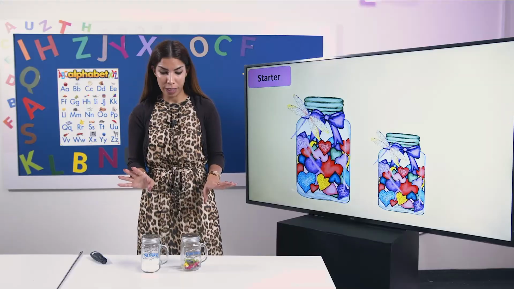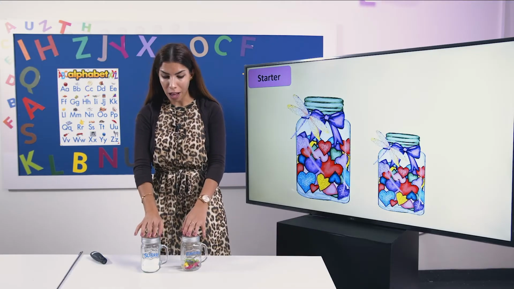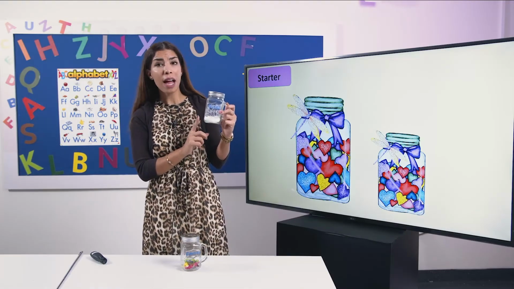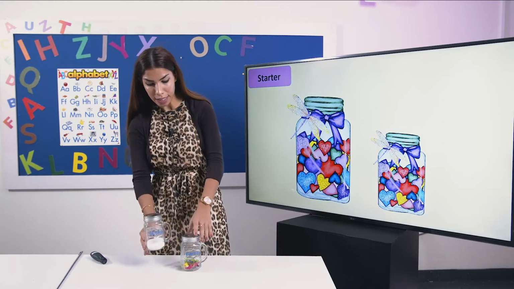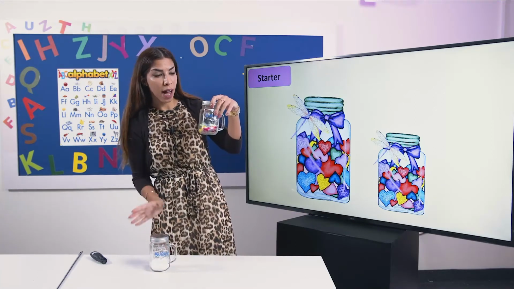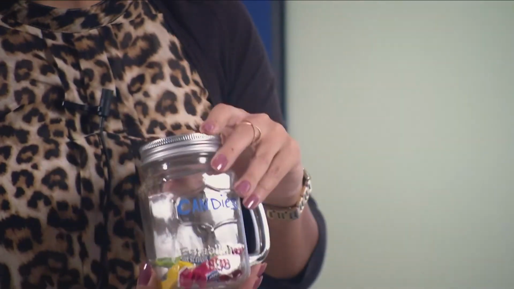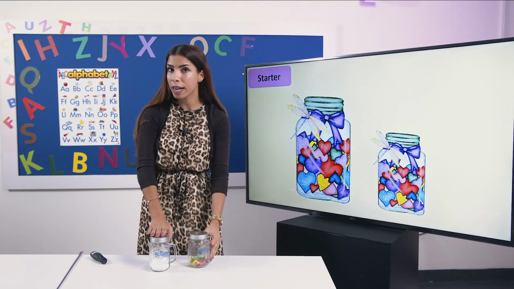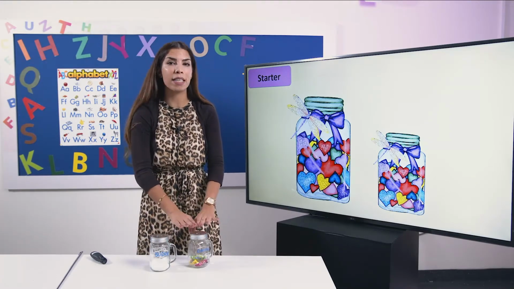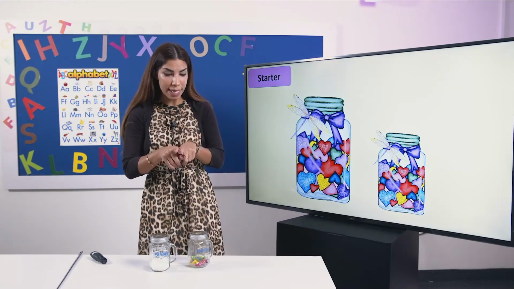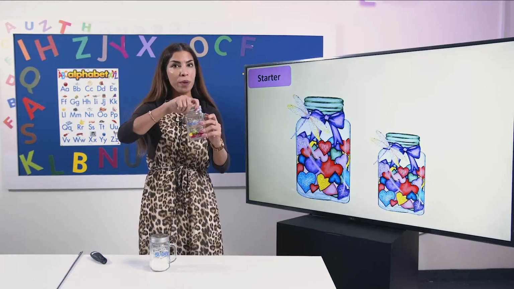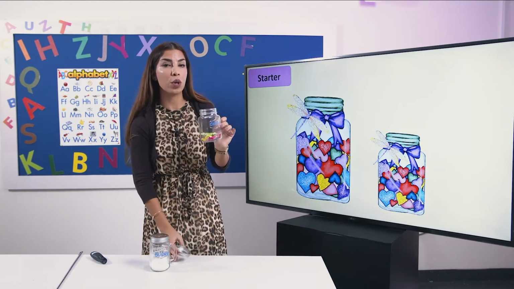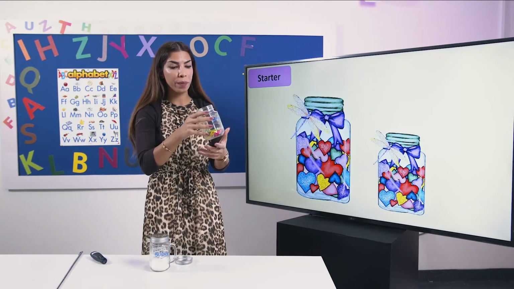Look at this, dear students. In front of me, I have 2 jars. In this jar, I have sugar. And in this jar, I have candies. Okay, let us now check how much sugar there is in this jar and how many candies there are in this one. Are you ready? I will open the jar of candies and we will try to count them together.